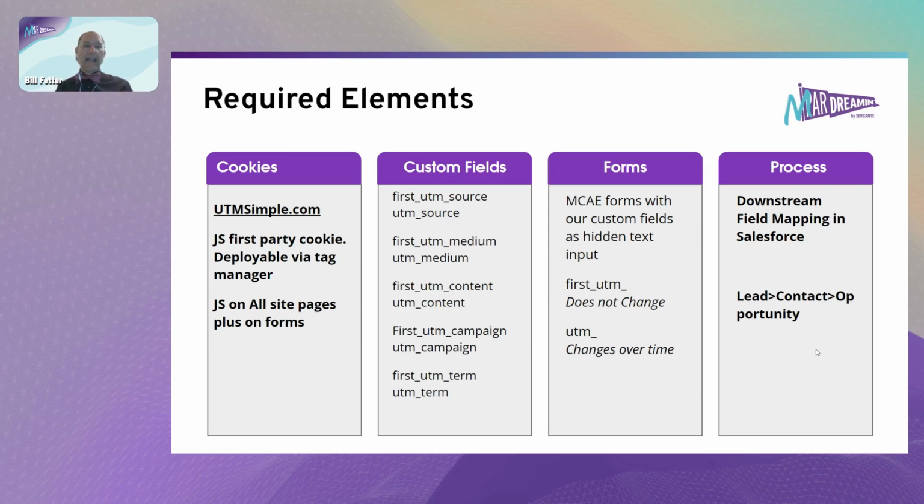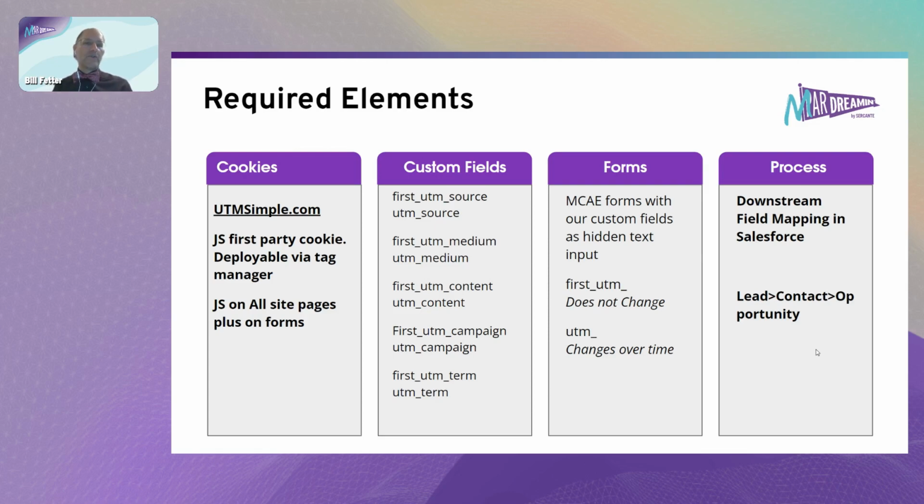And it creates a first-party cookie with a few lines of JavaScript. You can deploy it via Google Tag Manager. It's very easy to do. And you just basically put this JavaScript on your site pages and then on your forms. And that's going to capture the UTMs for you and hold them for up to 30 days.